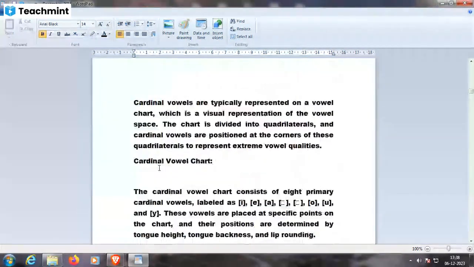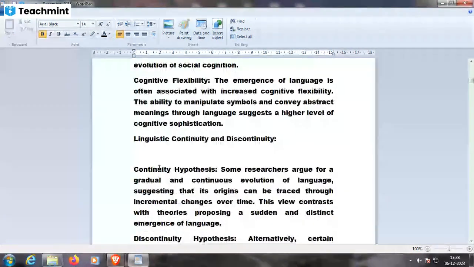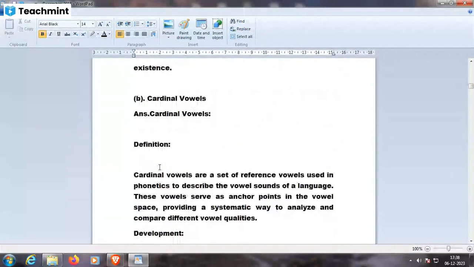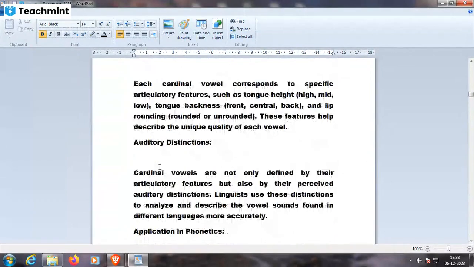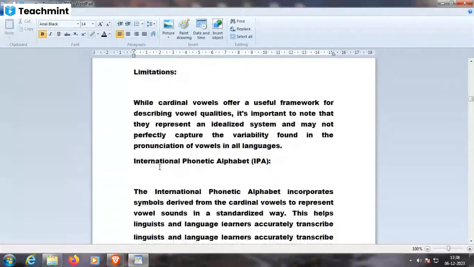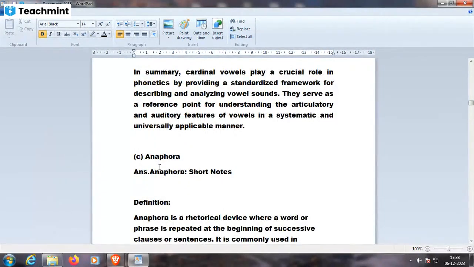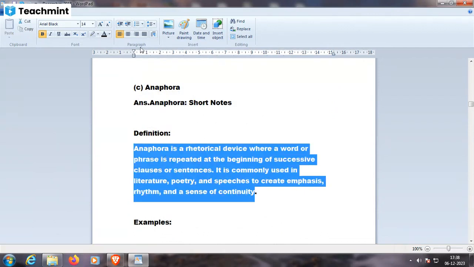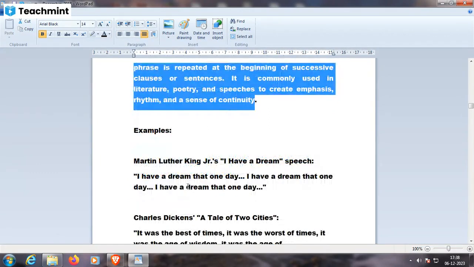If you are prepared with the previous two, you can do them nicely. But those two will come in the examination, there's not very much surety. If instead of these two, anaphora comes, always remember, anaphora is a rhetorical device. Nothing to get perplexed. It is how you say a language.